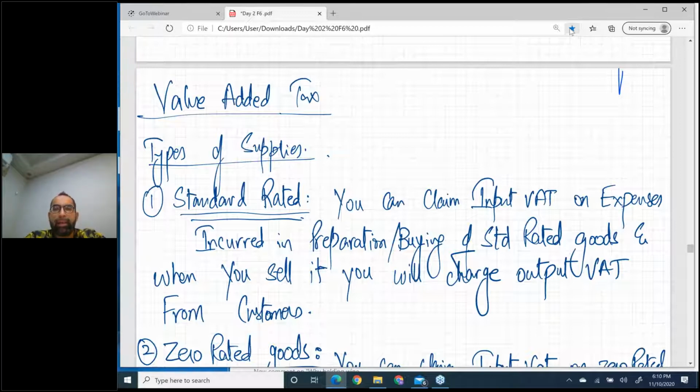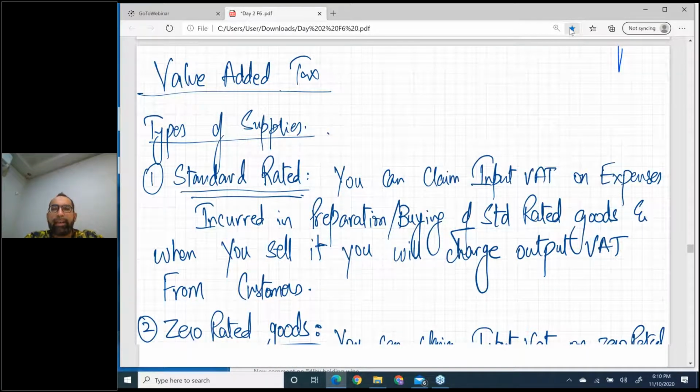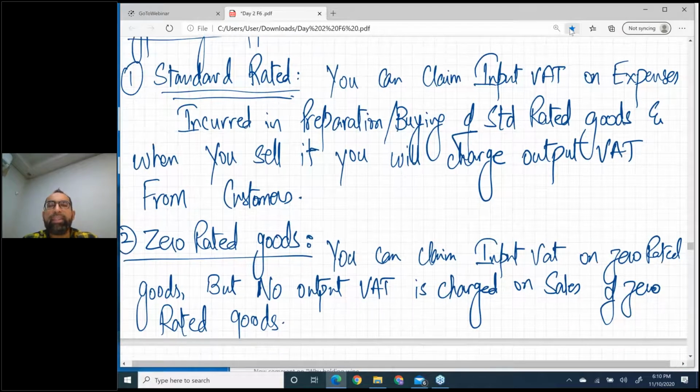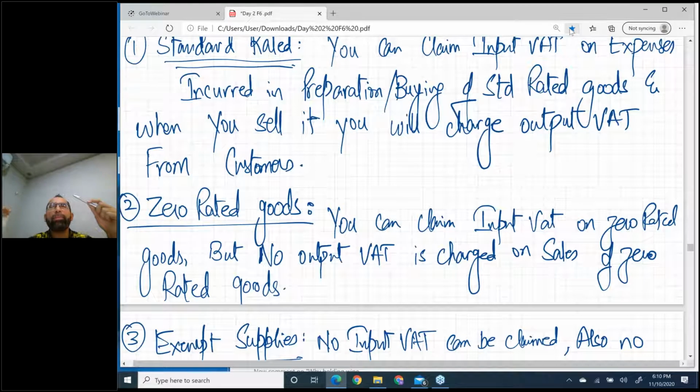Now the second type of goods and services is zero rated. What do you mean by zero rated? Please be active, my dear students, look at me. Zero rate. Let us say the government made this pen zero rated.